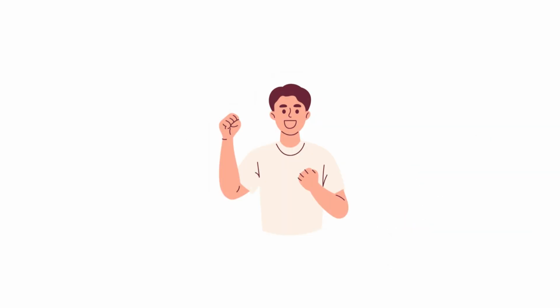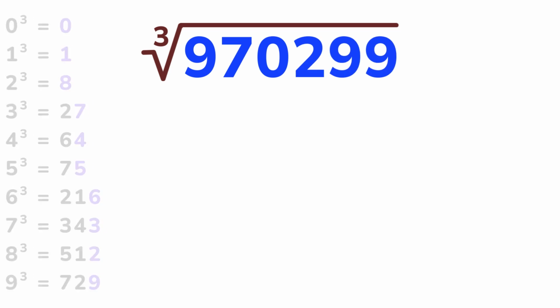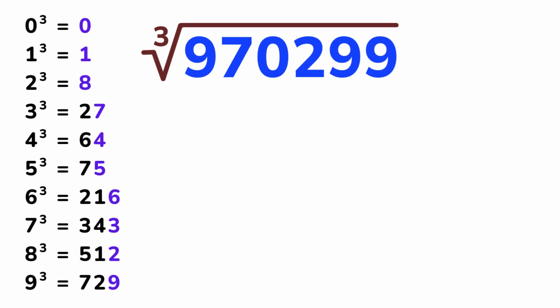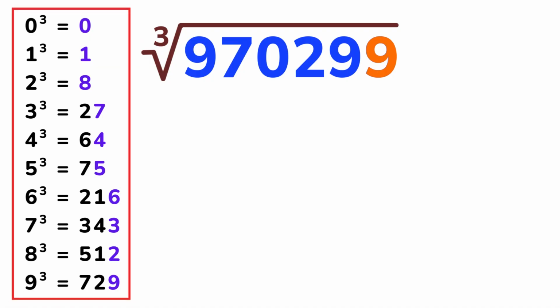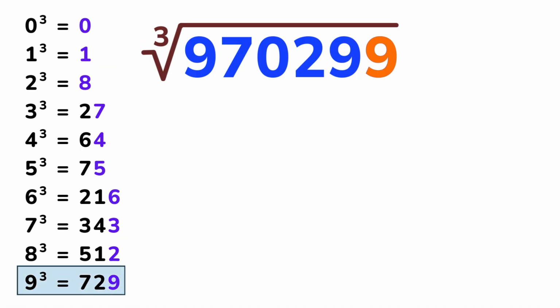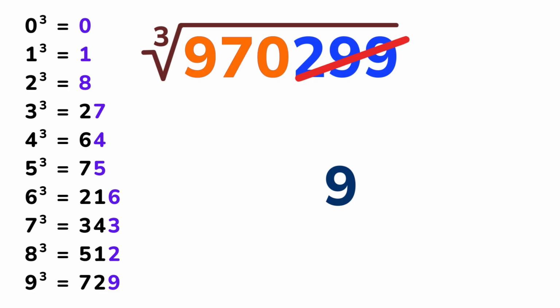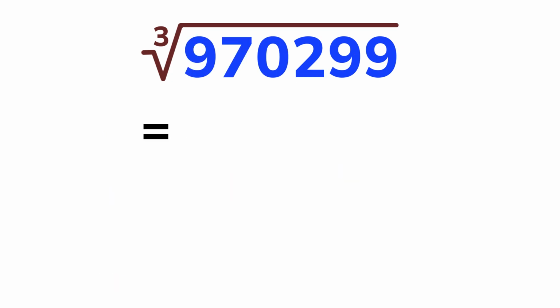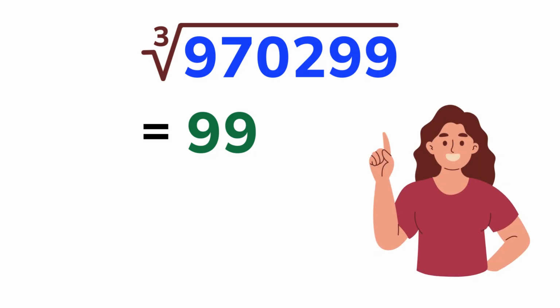Let's check out the last one. The cube root of 970,299. The number ends in 9. From our chart, only 9 cubed ends with 9. That means the last digit of our cube root is 9. Now, remove the last 3 digits. We have 970 left. By checking the chart again, which cube is less than or equal to 970? That's 9 cubed equals 729. So we stick with 9. And there it is. The cube root of 970,299 is 99. See how this method works even for big numbers.